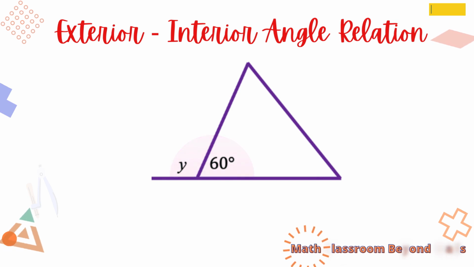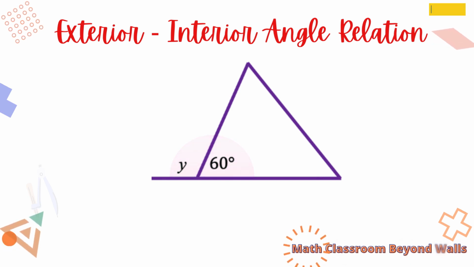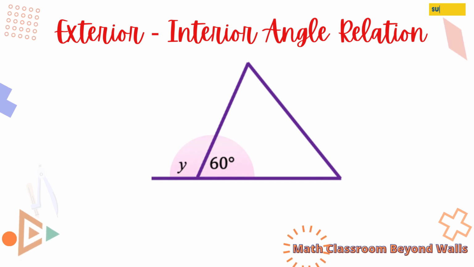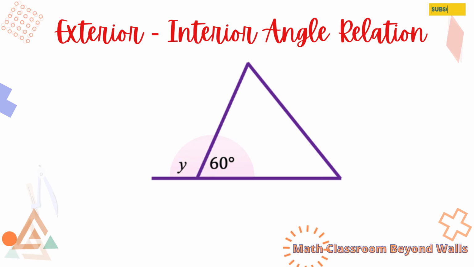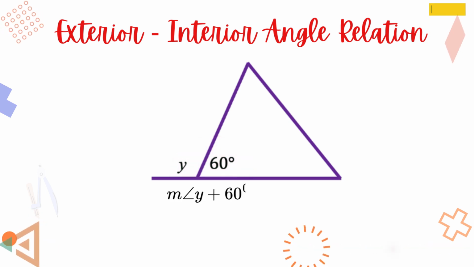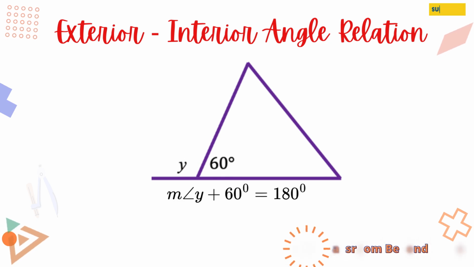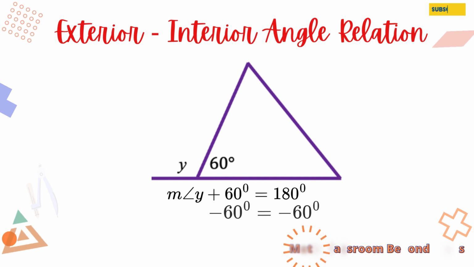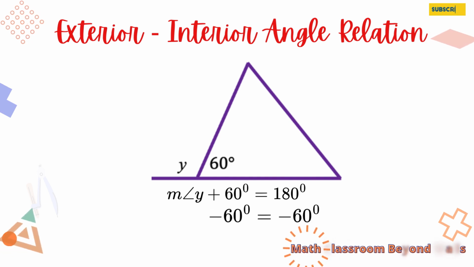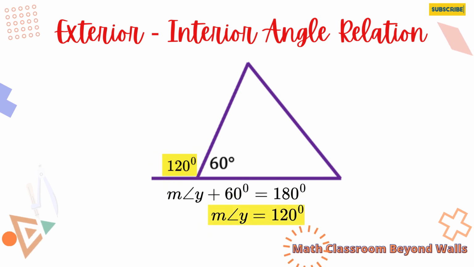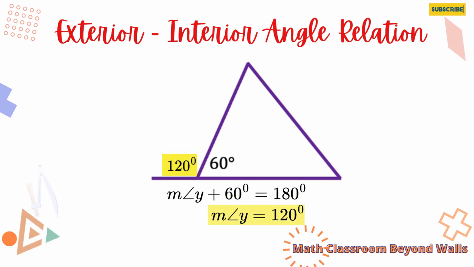Here, the figure shows us that angle Y and the angle with a measure of 60 degrees are supplementary. Thus, the measure of their angles sum to 180 degrees. Now, subtracting 60 from both sides of the equation gives us 120 degrees. Thus, the measure of angle Y is 120 degrees. Were you able to follow, learners?